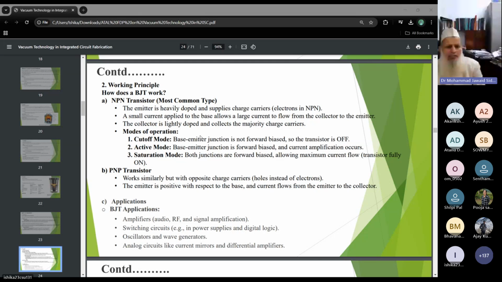That is the working principle of the BJT. Our emitter is heavily doped and supplies the charge carriers: electrons in an NPN transistor and holes in a PNP transistor. A small current applied to the base allows a large current to flow from collector to emitter. Actually, the signal applied at the base can be amplified. A small change in base-emitter voltage will produce a large change in the collector current.